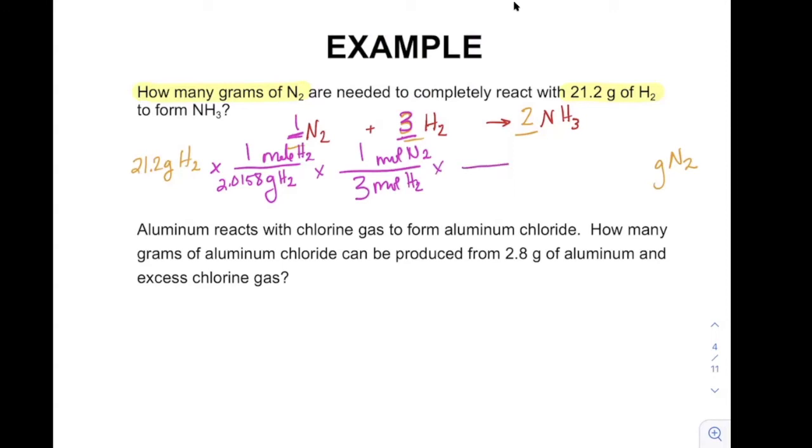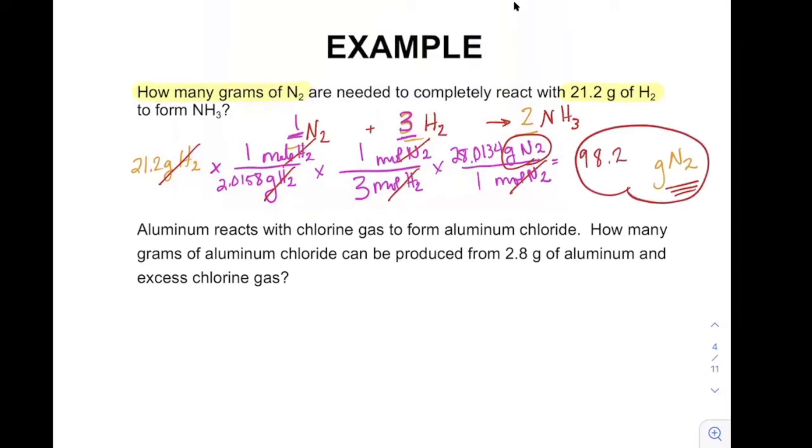And now to get to grams of N2, we're going to use molar mass. Now we need moles of N2 on the bottom here, so it cancels, and grams of N2 on the top. So if we add 2 nitrogens together, we end up with 28.0134 grams of N2 in every 1 mole of N2. If we cancel out our units, grams of H2 cancel, moles of H2 cancel, moles of N2 cancel, and we are left with grams of N2, which is exactly what we're looking for. If we do this math out, we end up getting 98.2 grams of N2.